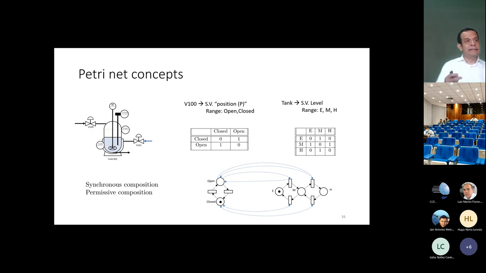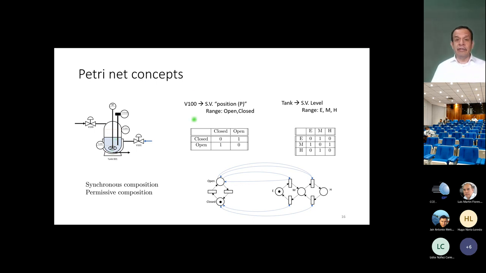So I identify that I have two elements that collaborate in the dynamics of the system: the valve and the tank. Then I need to define the state variables of each device. For the valve, I have the position, and for the tank, I have the level. Then I need to define the different values that these state variables can take. For example, the position of the valve can be open or closed, only two. And the level, as I told you before, is empty, medium, or high.